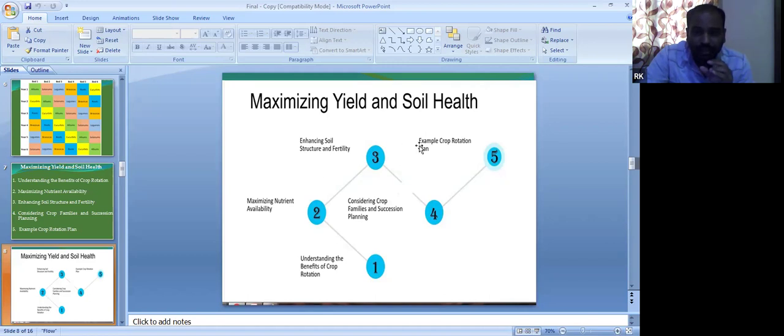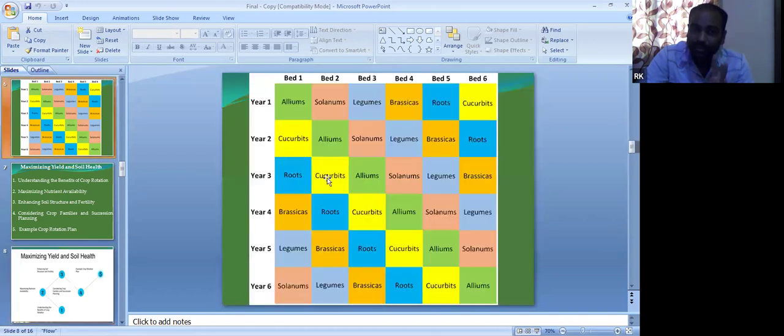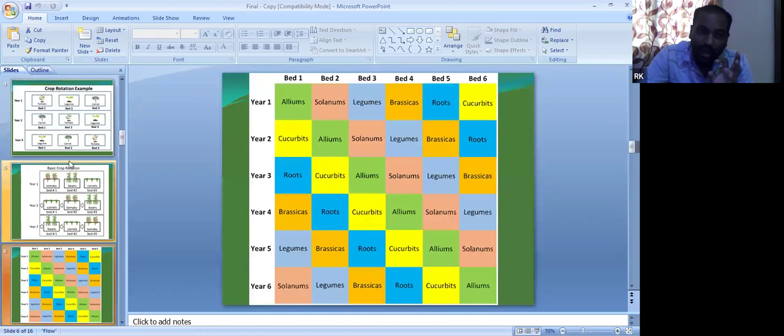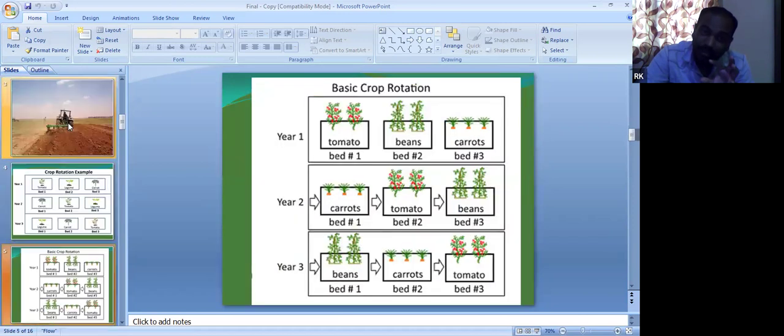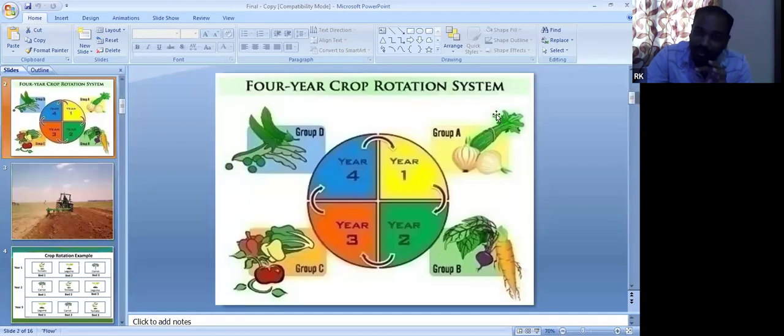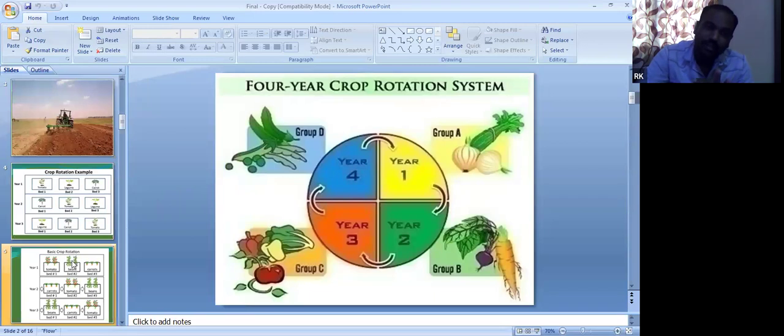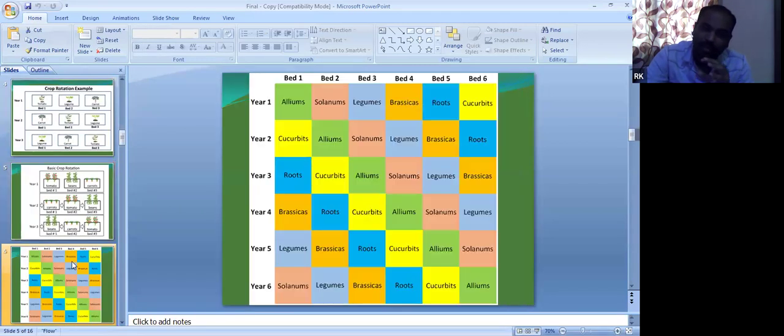Here, what is the point we are discussing about the crop rotation example? That crop rotation example planning. This is good planning. 6 years, and minimum 3 crops I selected for these rotations. But 4 years with minimum 3 crops, that means a 4-year crop rotation system is good. Suppose we select the maximum, 6 years and 6 crops, that is best.